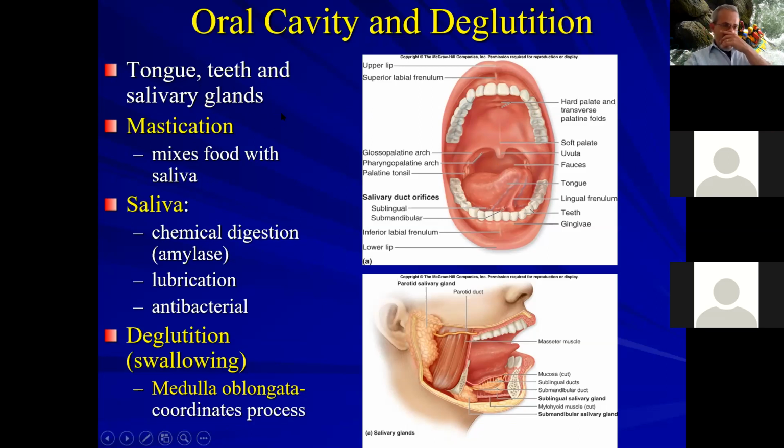Okay. So what takes place in the oral cavity? First of all, we bring food into the oral cavity and we chew it. That's another name, mastication. That's chewing.